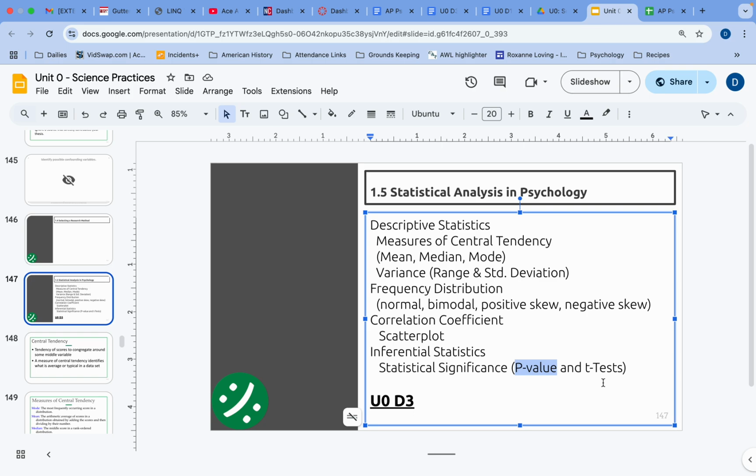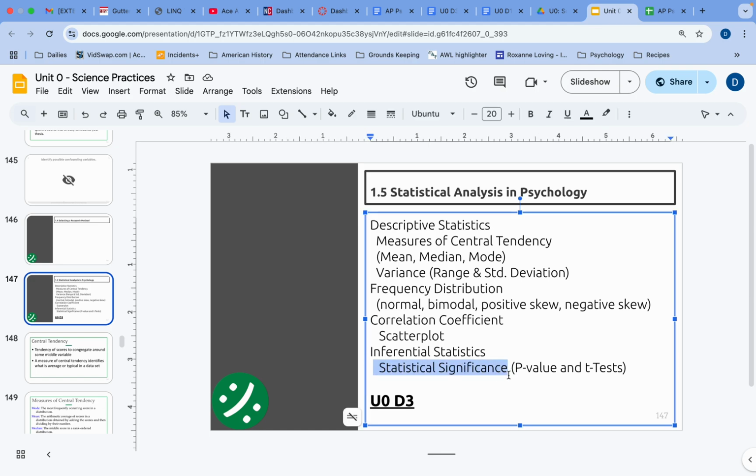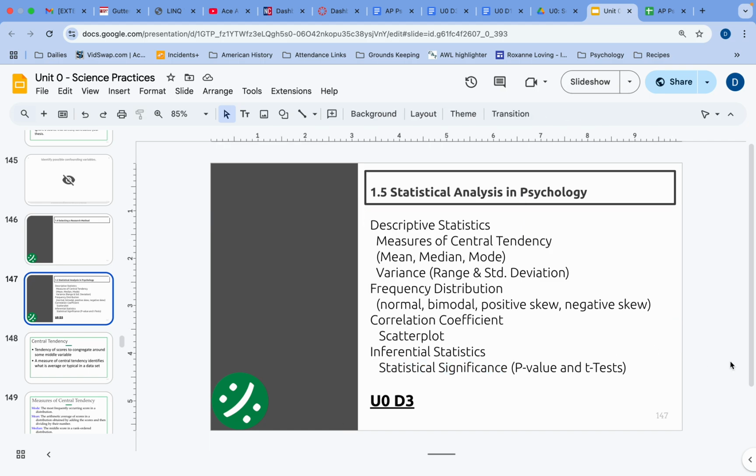So if you take 100% and you have a 5% chance that your results are due to just dumb luck, there's a 95% chance that your results are due to what you were studying. And we consider that statistically significant. So if your p-value is 5% or less, you can be at least 95% confident that your results are statistically significant.